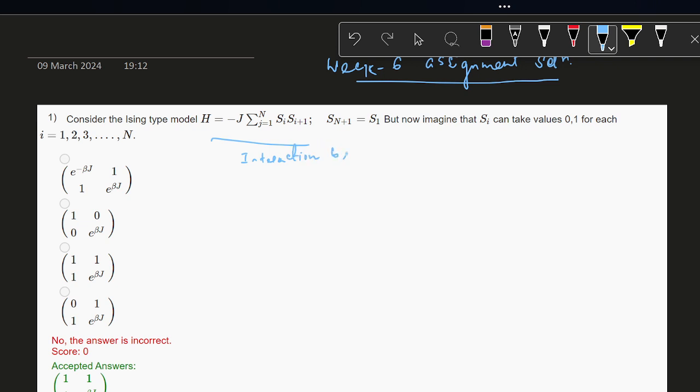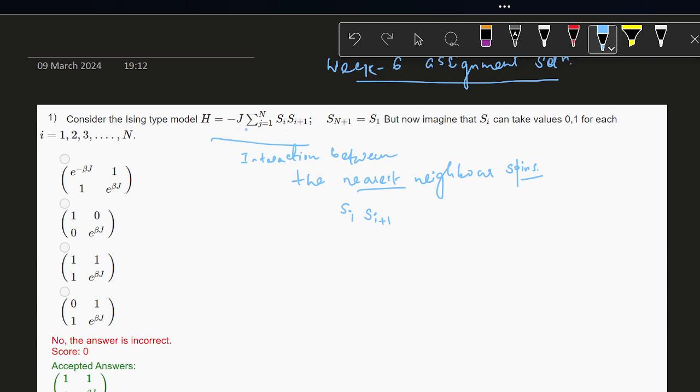Interaction between, not neighboring only, but nearest neighbor spins. This is because we are only dealing with the S_i into S_{i+1} term. That means only the spin moment that is sitting next to the moment S_i is actually contributing to the interaction, right? So that is why you are calling it a nearest neighbor interaction term.